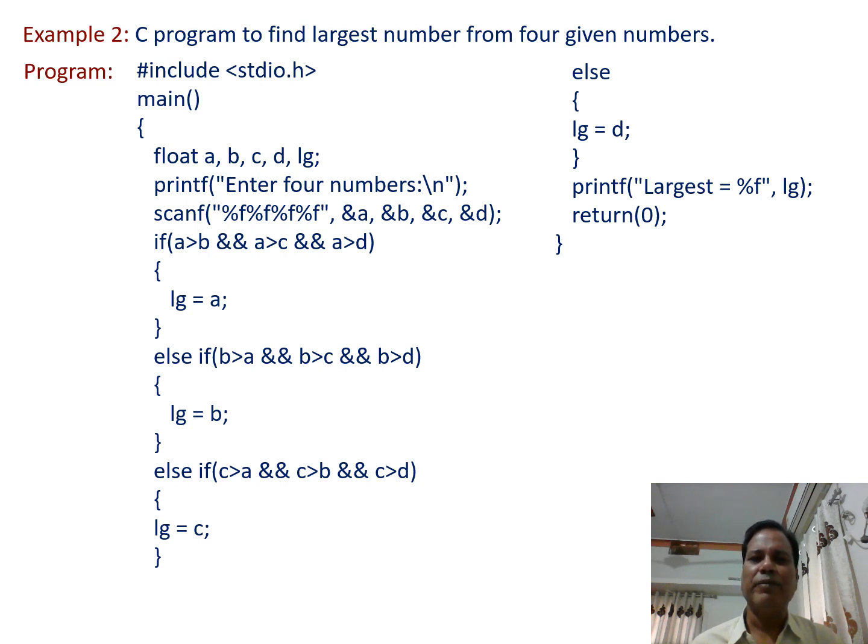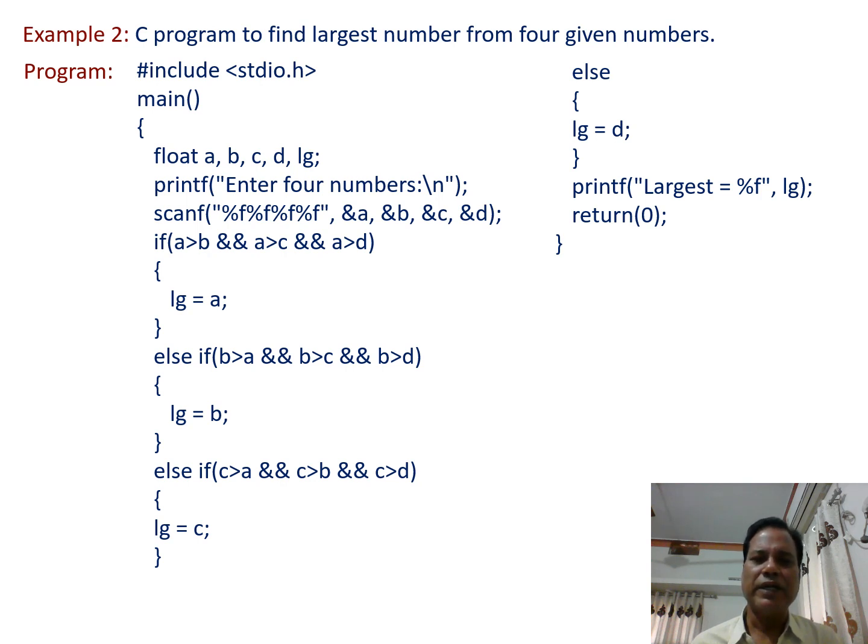Using the printf function, we print the message "Enter 4 numbers" on the output screen. When we enter the 4 numbers, they are taken in by the scanf function and stored in the variables A, B, C and D. Now in the if statement, using relational and logical operators, we form a condition: if A is greater than B, A is greater than C and A is greater than D.